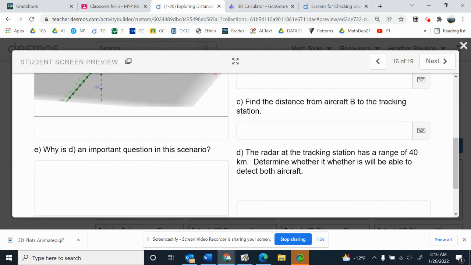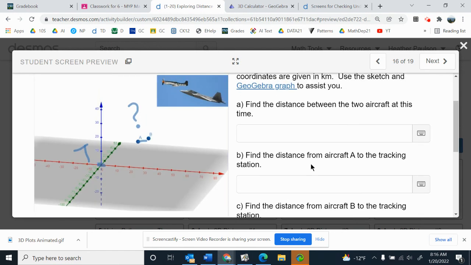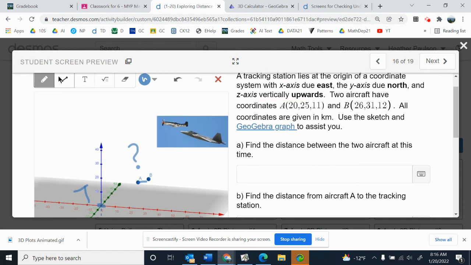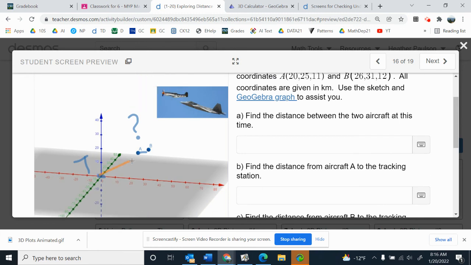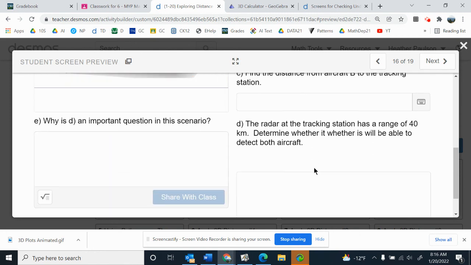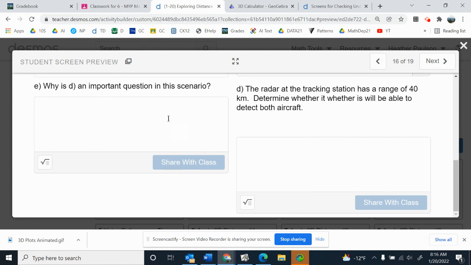Lastly, the tracking station only has a range of 40 kilometers. So if we had a radius of 40 kilometers in all different directions, will that 40 kilometers reach the aircraft? And then think, why is that an important question for us to answer or consider?